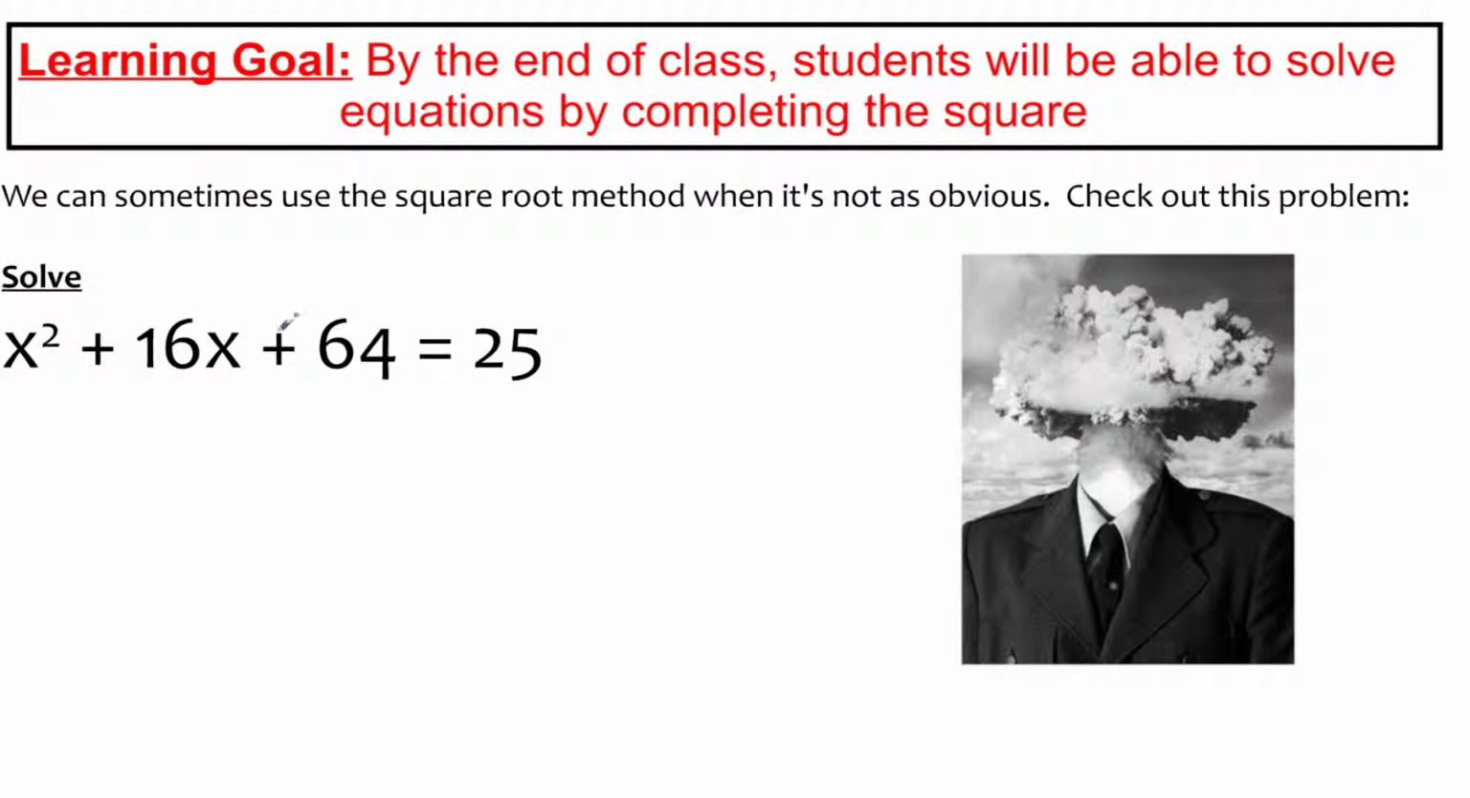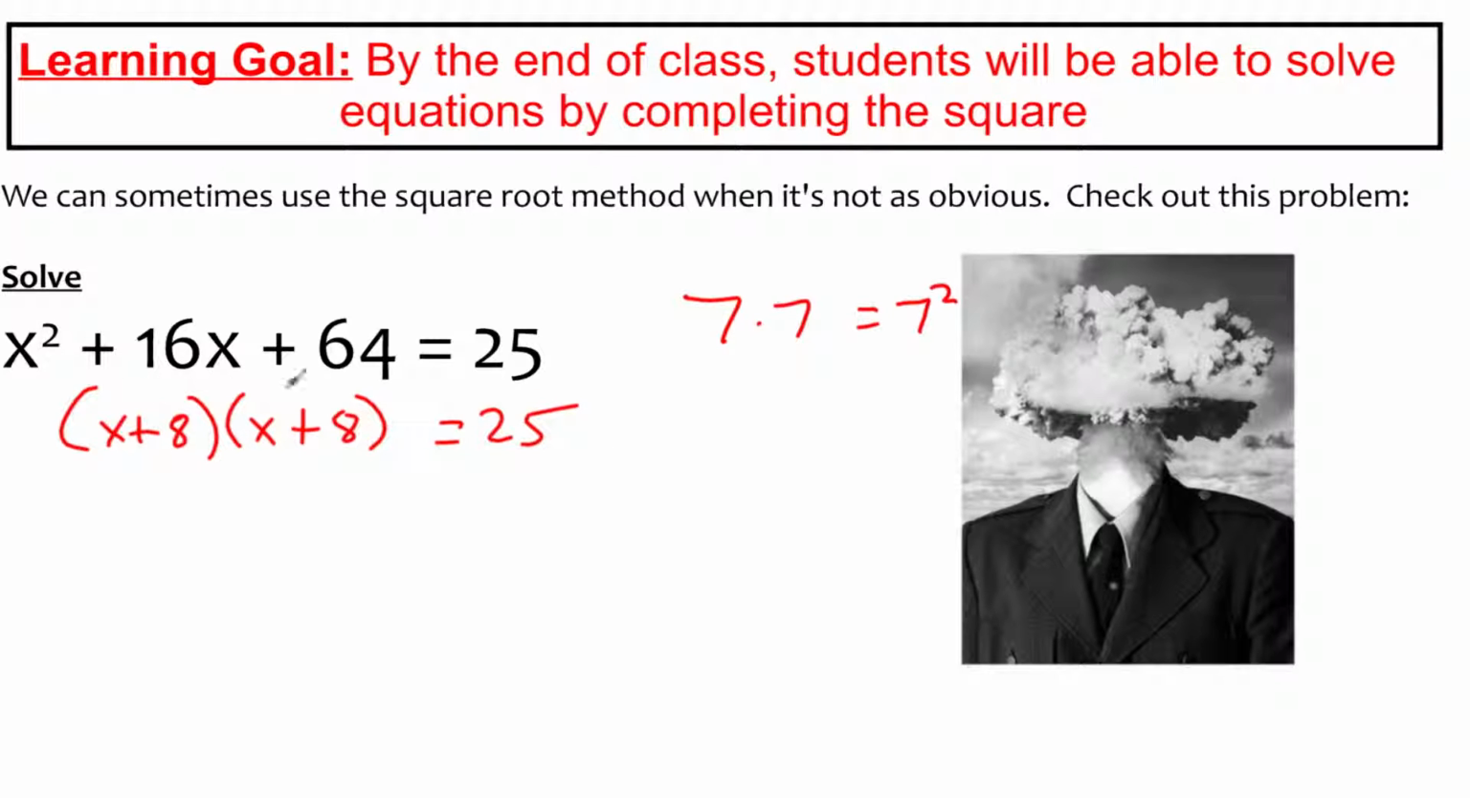So if you notice the left-hand side, if I were to just factor it without it being equal to 0, this would actually turn into x plus 8 times x plus 8, okay, equals 25. You might say, well, that's not something squared. But if I repeat multiplication, like if I did 7 times 7 and I repeated the same number in multiplying, I could write that as 7 squared. So I can do the same thing here. x plus 8 times x plus 8 is x plus 8 squared, right? And so I can use the square root method.